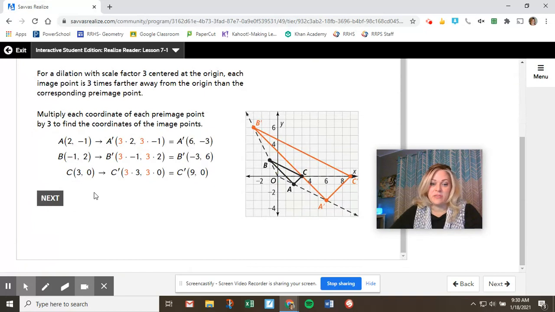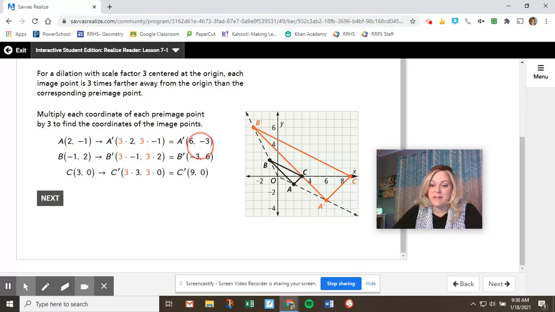So it says it needs to be 3 times further away. I love when it's dilated from the origin because it's easier math and more kids understand it. So you take the ordered pairs, and you would have to figure out what the original ordered pairs are of A, B, and C. You just figure each of those out and you write them down. Then each component, like the X and the Y, you multiply by 3. So it gives examples. So instead of 2 and -1, notice it's 2 and -1 each times 3. And then you get the new point.